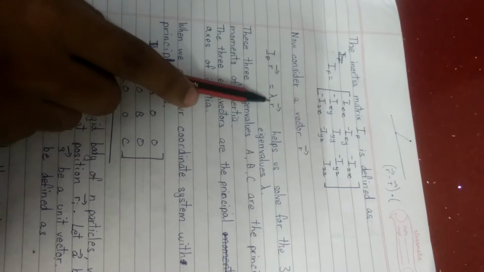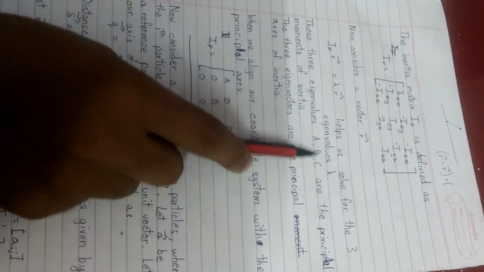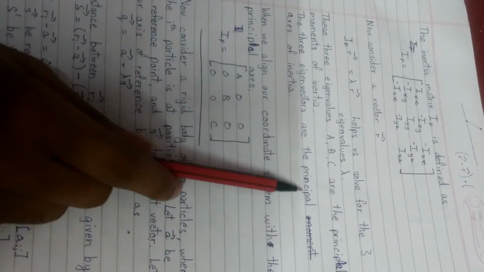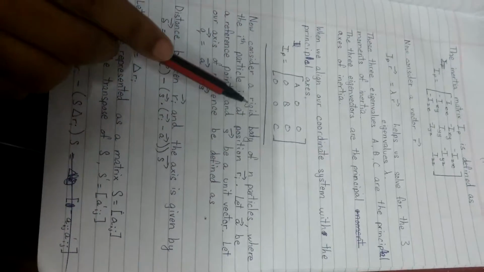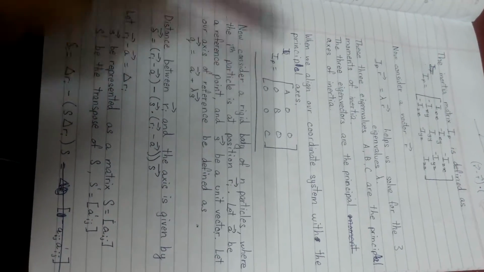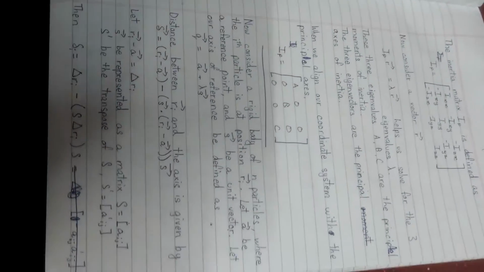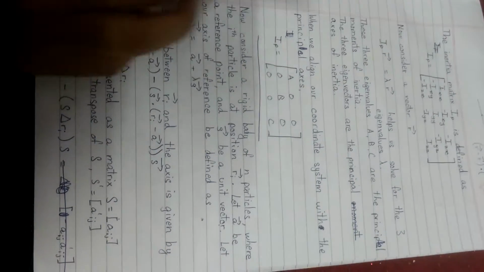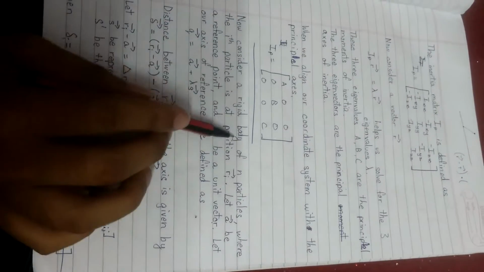So now let's consider I p r is equal to lambda r. We're doing this so that we can find the eigenvalues of this. The three eigenvalues which we obtain are A, B, and C, and these are called the principal moments of inertia. And the three eigenvectors are the principal axes of inertia. And when we align our coordinate system with the principal axes, this is going to be our inertia matrix: A, B, C. Pretty neat and honestly pretty intuitive, isn't it?